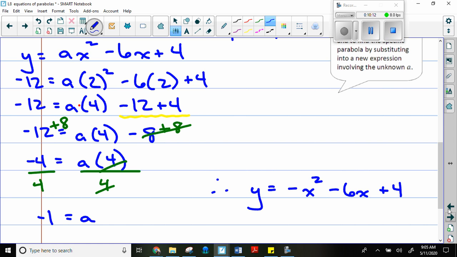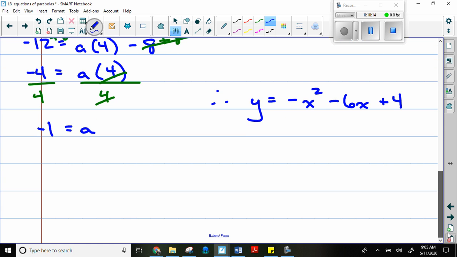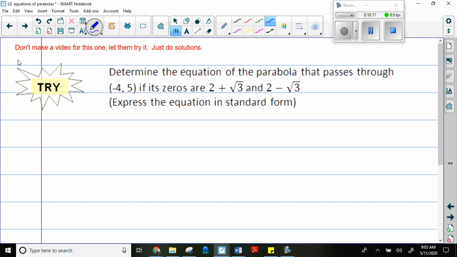Good job. I have a try for you on this question, and I want you to try it on your own, and I'll post the solution here, but I believe this one's actually on your handout.